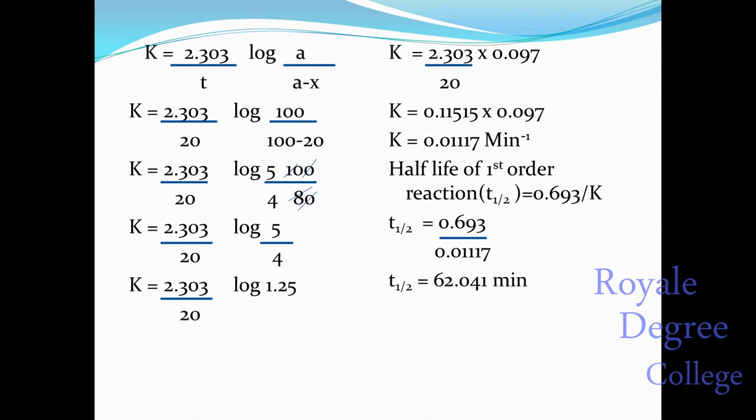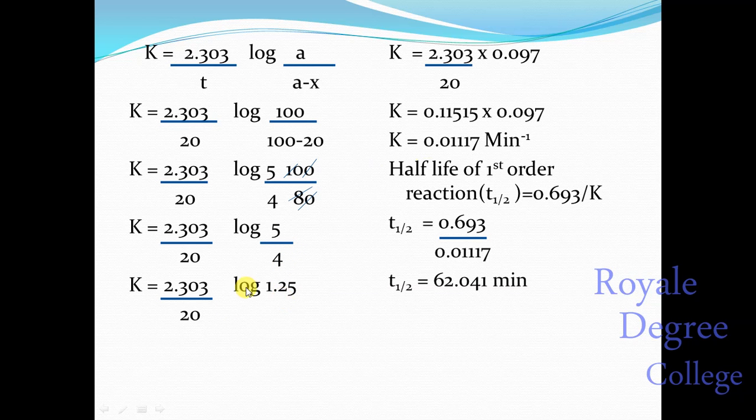k is equal to 2.303 by t log A by (A minus x). Now in place of t we are writing its value as 20, in place of A we are writing 100, and in place of x we are writing 20. Now 100 minus 20, you will get 80. 100 by 80, the zeros get cancelled. 2 fours are 8, 2 fives are 10, so you will get the value as 5 by 4. Now if we divide this value, we will get log 1.25.